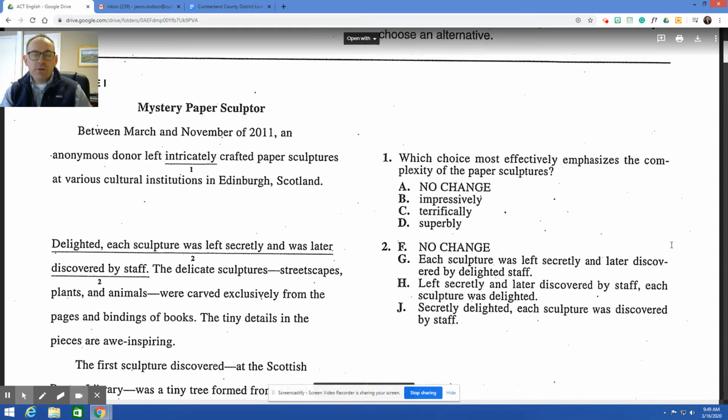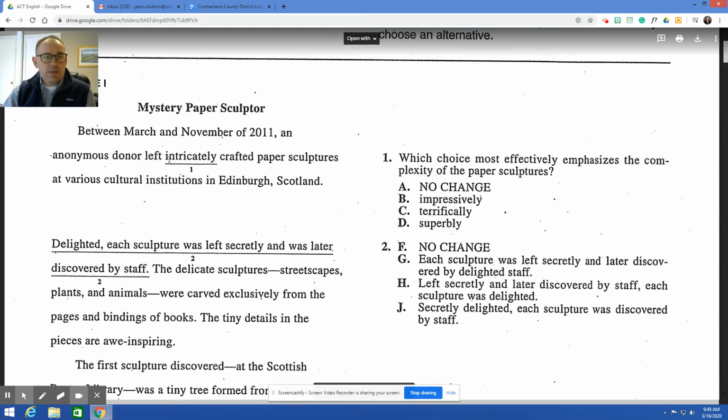Okay, so let's pause here for just a moment. One of the strategies that I advocate is knowing the question type. You are more likely to be able to pick the correct answer if you know the type of skill that's being tested. So as I walk through these, pay attention to the question type and see how that's connected to a correct answer. So if you know this is a word choice or a diction question, then I have to pick the word that best emphasizes complexity.